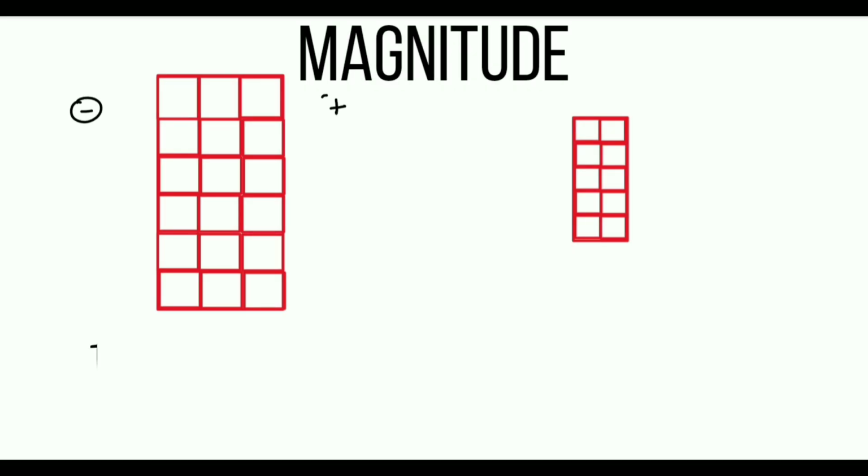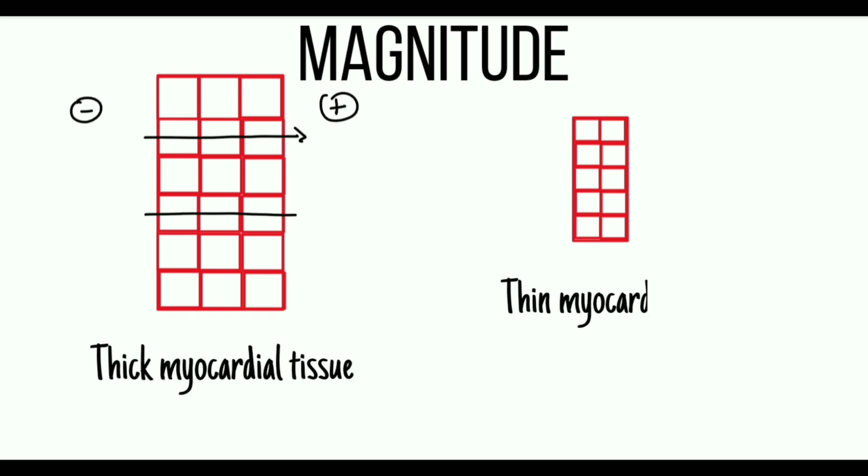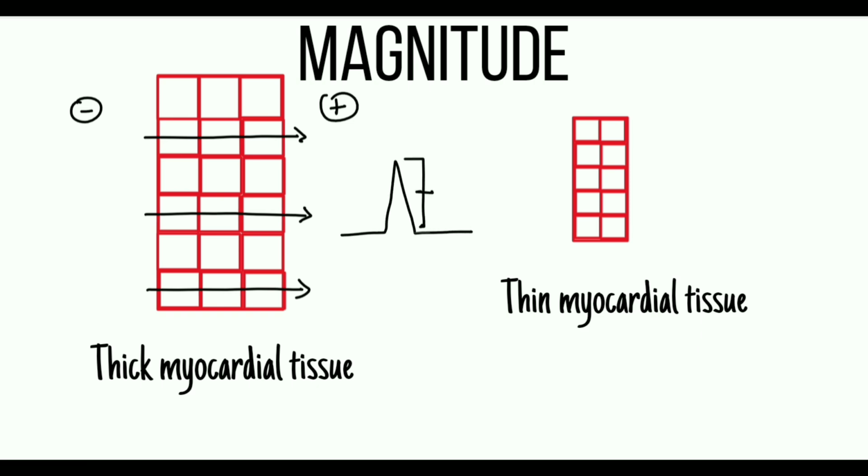So let's say, for example, we have a thick myocardial tissue on one side and thin myocardial tissue on the other side. The vector produced in the thick myocardial tissue is larger than in the thin, and the amplitude or the magnitude of deflection is also bigger. Let's say it is 3 millimeters, and in the thin it is 2 millimeters.